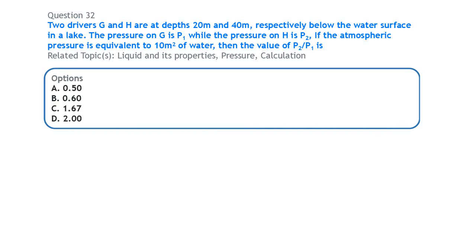Next, two divers G and H are at depth 20 meter and 40 meter respectively below the water surface in a lake. The pressure on G is P1, while the pressure on H is P2. If the atmospheric pressure is equivalent to 10 meter of water, then the value of P2 over P1 is.